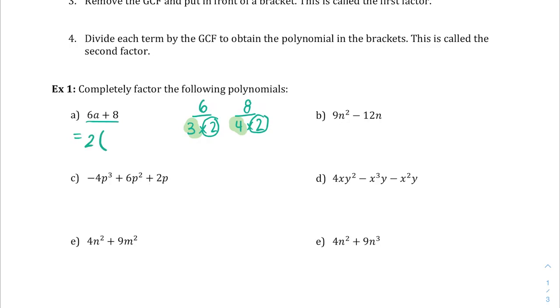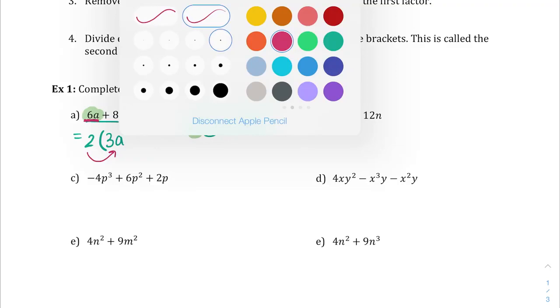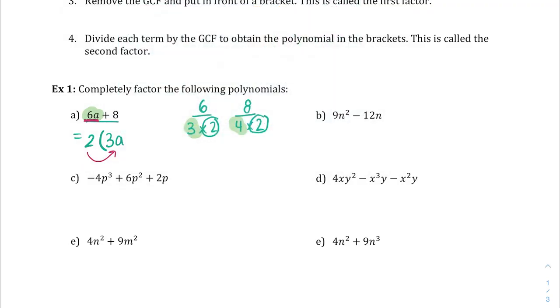2 times what will give us back 6a? Well, that's going to be 2 times 3a. So we kind of have to check by thinking backwards a moment. To make sure that we factor correctly, we could quickly expand so we can check. What's 2 times 3a? Well, that's 6a, so that's correct. That means we're good. So let's continue on.